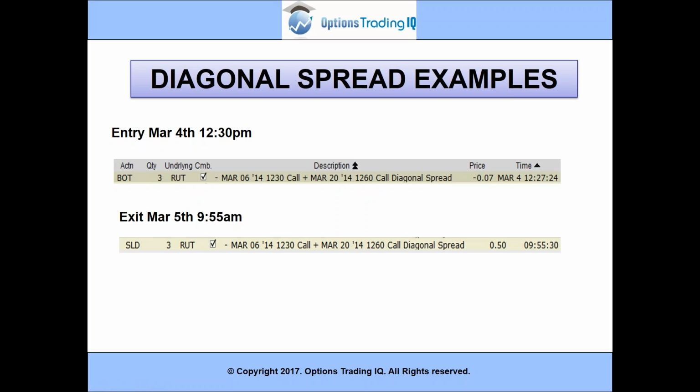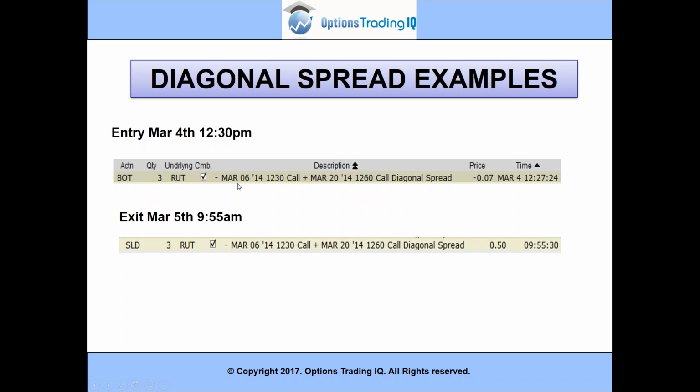Okay, so next example, this is the exact same time frame that I was talking about. So entered on March 4th. Again, after we've had that big reversal rally, got into that overbought condition. Haven't got the Greeks here, but Russell trading at about 1210. We've sold the 1230s. Again, really short-term trade.